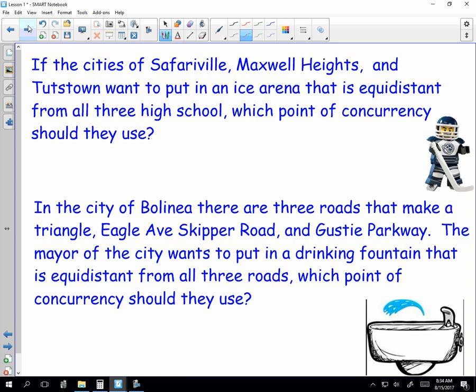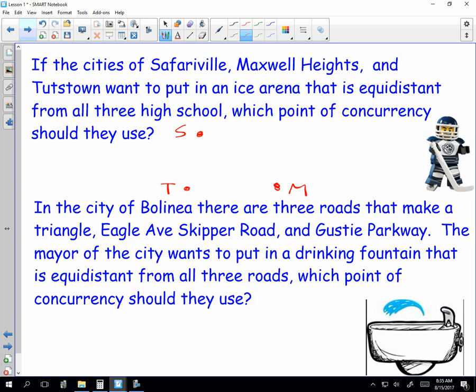So now, let's think about a situation here, and we have to pick what type of point of concurrency that we have. So we have three cities: Safariville, Maxwell Heights, and Tutstown.